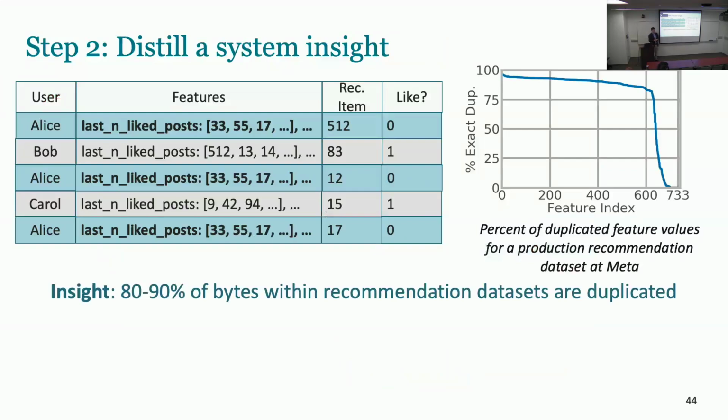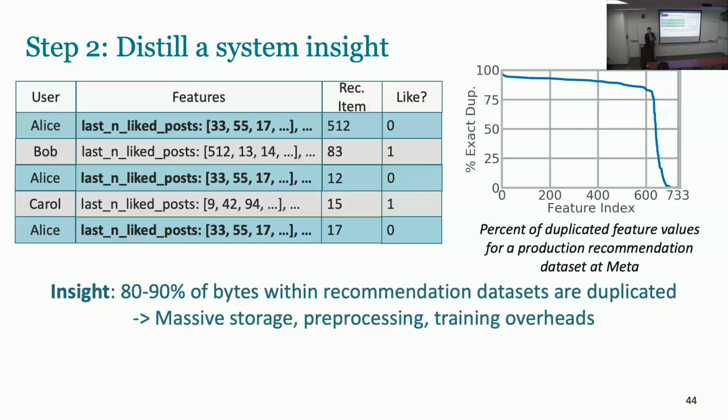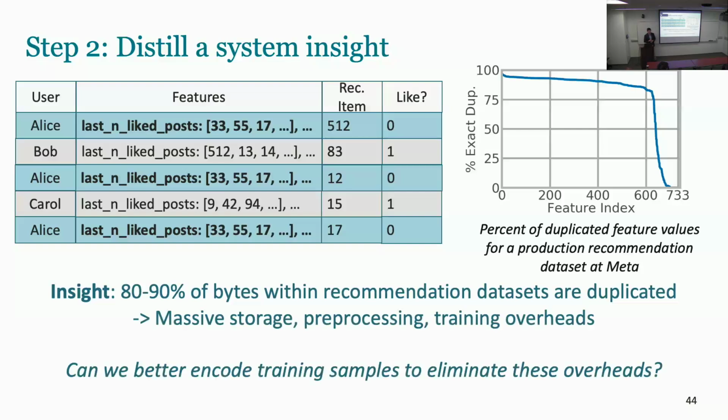The insight here is that there's a lot of duplication inside these features across the training samples associated with a given user. Almost 80 to 90% of bytes within Meta's recommendation data sets correspond to these duplicate or redundant values across these features. So what this means is, again, massive overheads across your entire pipeline spent managing redundant data. Obviously, what we want to do is better encode, or deduplicate, this redundant data to get rid of these overheads.